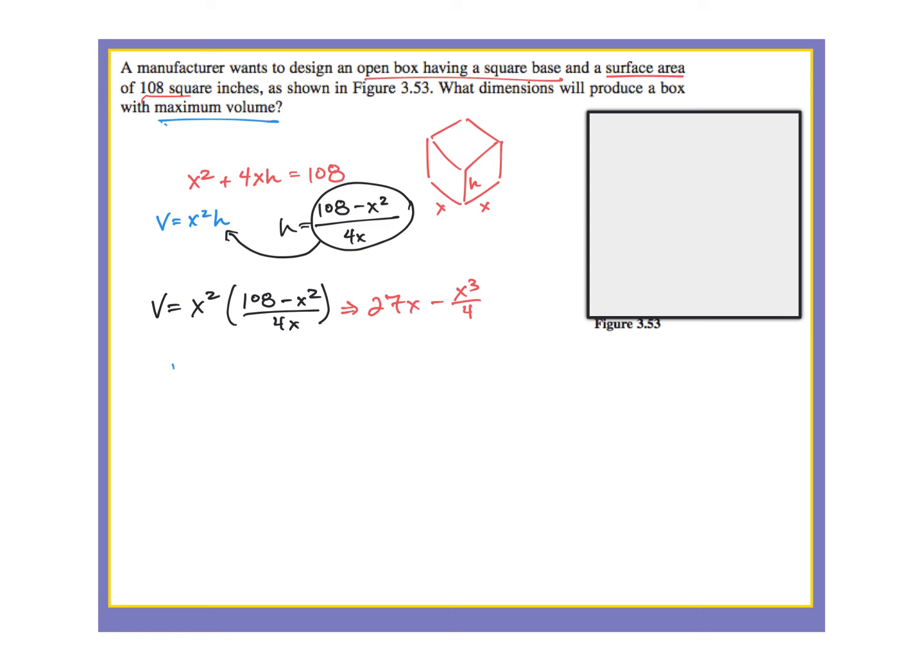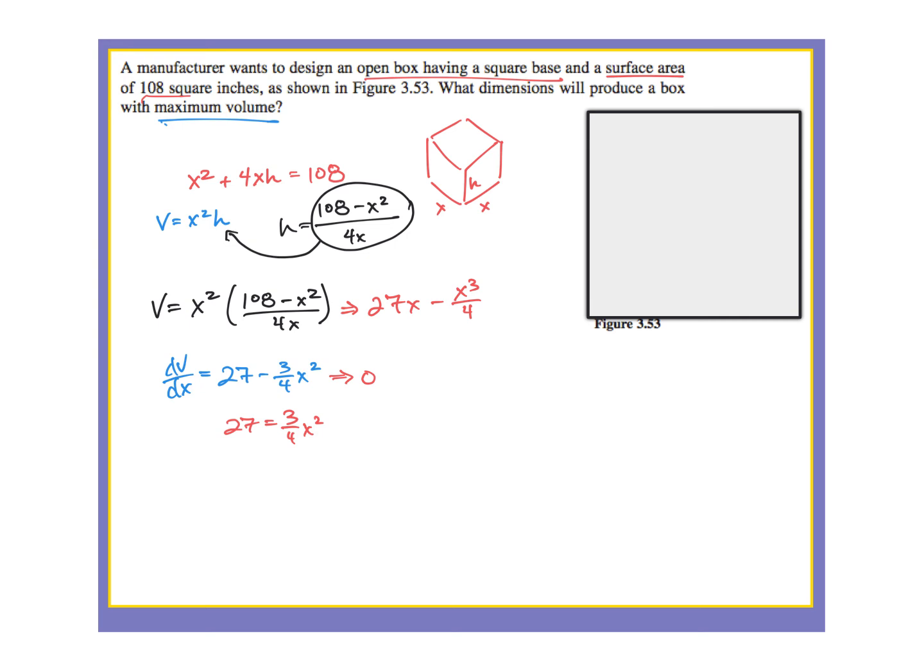Take a derivative. So now I'm going to find dV/dx. So what would be my derivative? 27, and then minus what? 3/4 x squared. What am I going to do with that derivative? I'm going to set it equal to 0. So we basically have 27 is equal to 3/4 x squared. So what should I do?